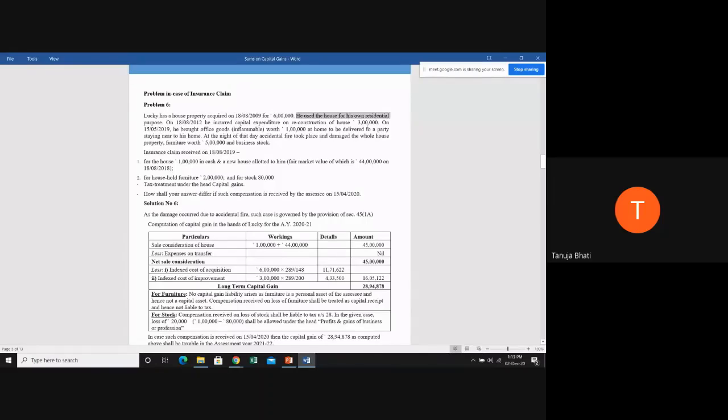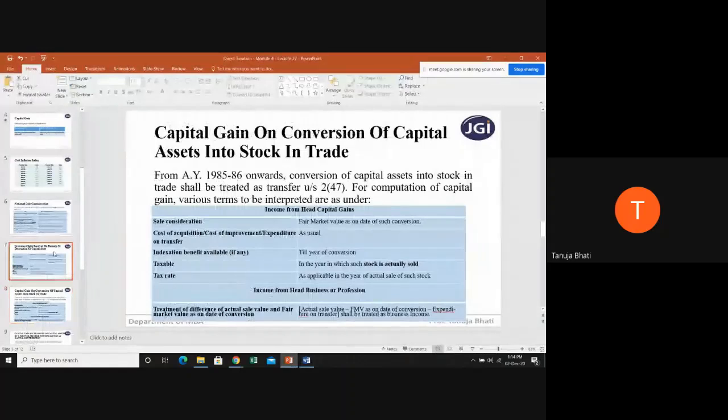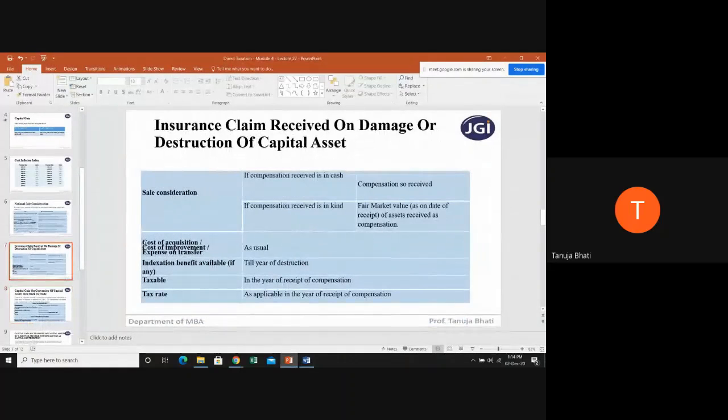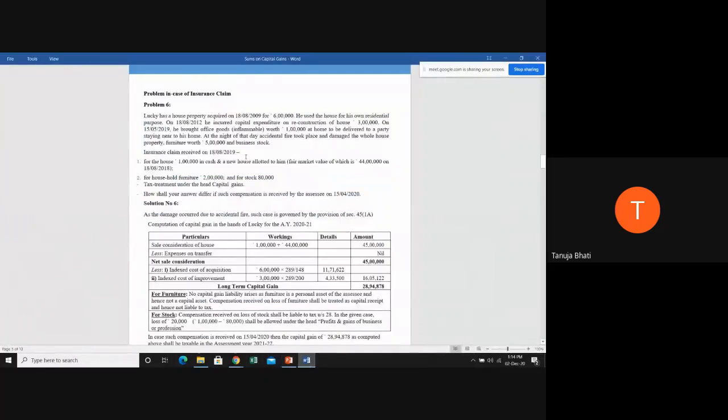Now he used the house for his own residential purpose. Now, on 18/8/2012, he incurred capital expenditure on reconstruction of the house, 3 lakh. Now, can anyone tell me which is this term? Improvement. Very good. Next. So, we got 2 terms, and as per our provision that we have seen, in case of insurance claim, your cost of improvement and cost of acquisition is going to be as usual. So, okay, we are going to take the same as usual, nothing changed to be done.